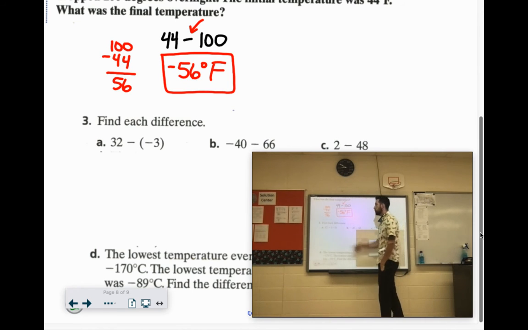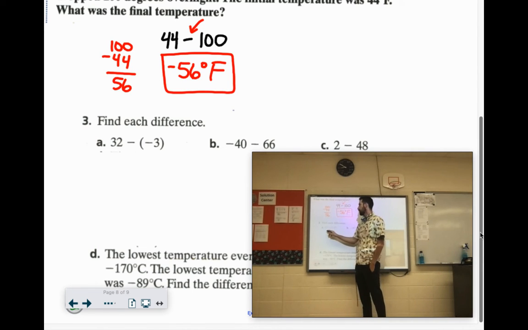We have 32 minus negative 3. That can be rewritten as 32 plus 3. And we can do 32 plus 3. That just gives us 35.